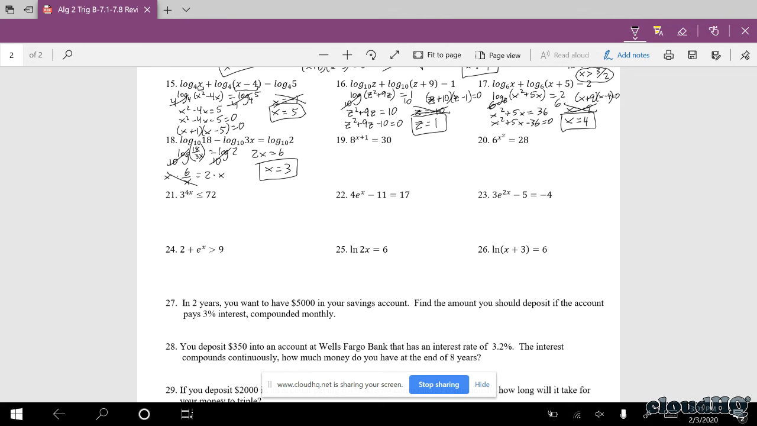Okay, now I'm going to log base 8 of both sides. That way I cancel out the 8 over there. I get x plus 1 is equal to log base 8 of 30. And then I can subtract 1 from both sides. So x is equal to log base 8 of 30 minus 1. Plug that into your calculator. We get about, the problem tells us 4 decimals, 0.6356.